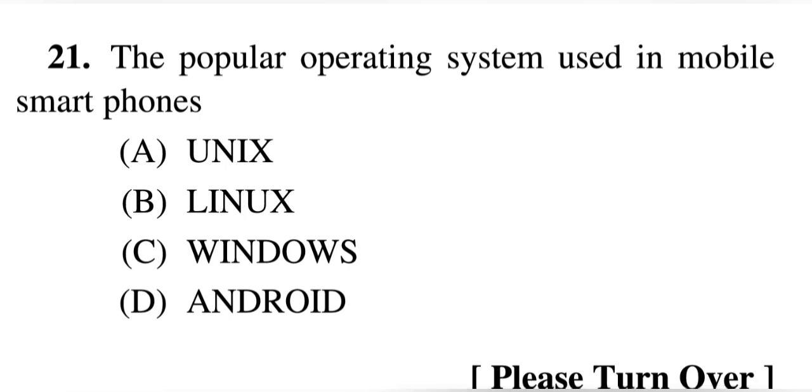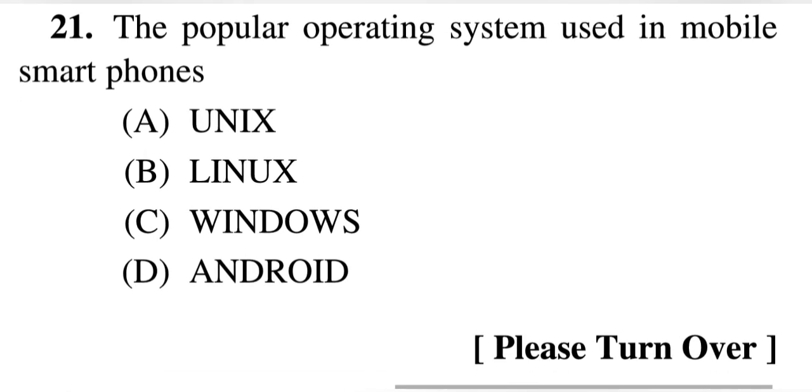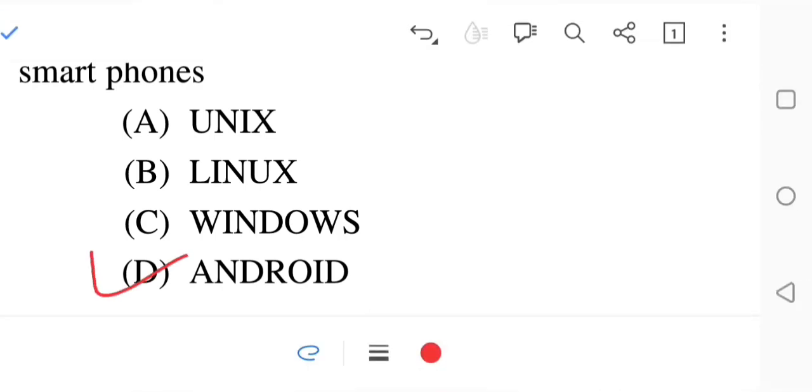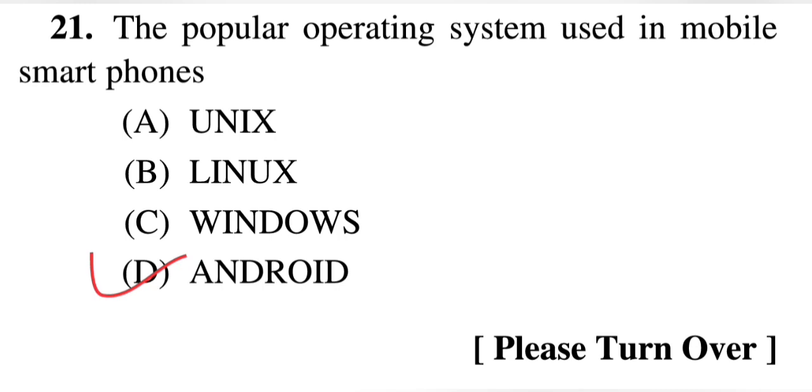Then number 21, it says the popular operating system used in mobile smartphones. So this question is related to innovation and information technology. The popular operating system used in mobile smartphones is what? Number A, UNIX. Number B, Linux. Unix, Linux, Windows, Android. Very fundamental question. You must have heard Android. According to me, Android is the correct answer. Let me find out from the official answer key. Yes, number D, Android is the correct answer. Android is very popular among mobile operating systems. There are many smartphones which are also related to Windows, but those are not so popular.